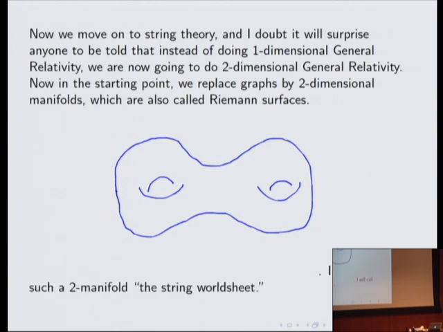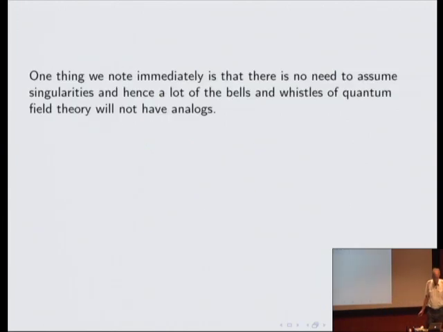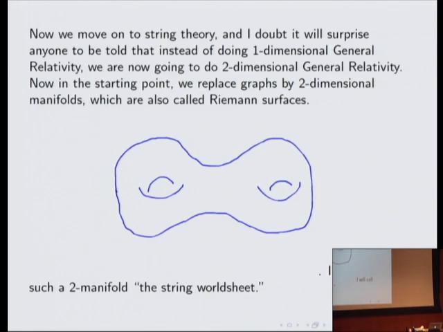And one thing you immediately notice about it, I'll call it the string world sheet, I think. One thing you immediately notice is that there's no need to assume singularities. So when we did one-dimensional general relativity, to get anything interesting, we had to allow our one manifolds to have singularities, and that led to all the bells and whistles of quantum field theory, and also the ultraviolet divergences eventually. But our two manifold, there's no reason to assume it has singularities. We can try to develop a simpler theory in which our two manifold is smooth.